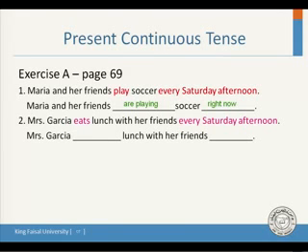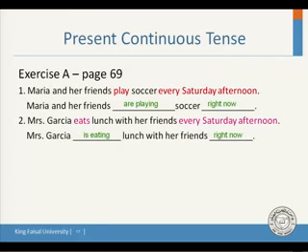Number 2. Try to do number 2 now. Think about it. Mrs. Garcia eats lunch with her friends every Saturday afternoon. So what is happening now? Mrs. Garcia is eating lunch with her friends when? Now, right now. Is eating right now.